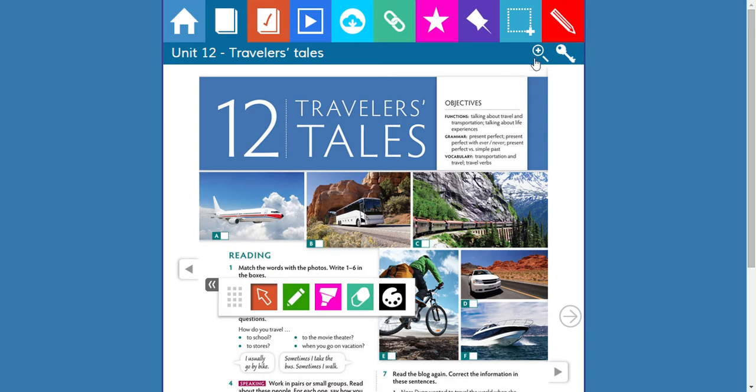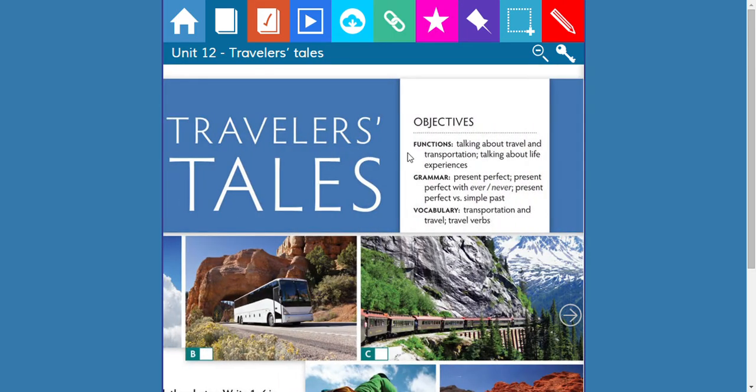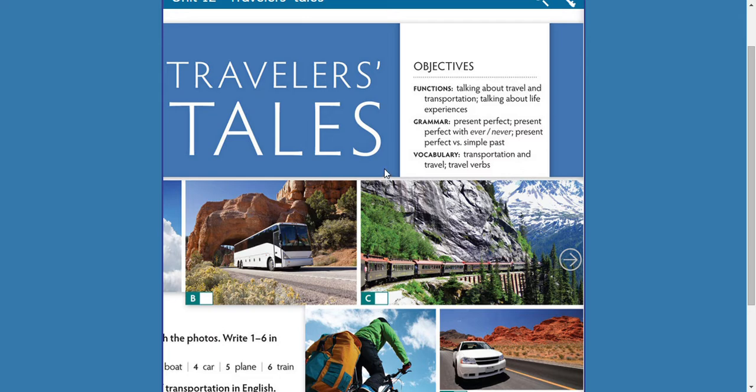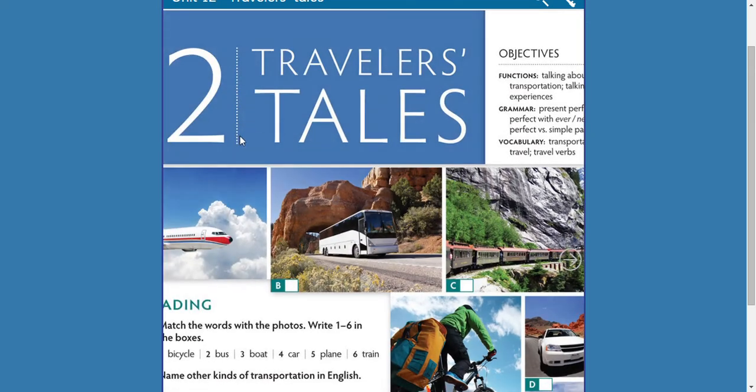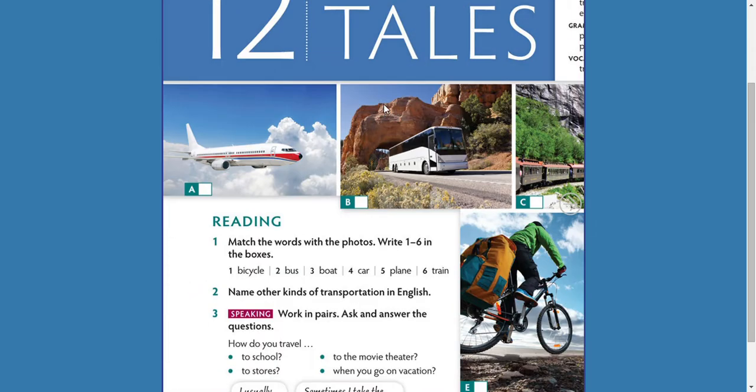Now, our objective. In this unit, we have the following functions: talking about travel and transportation, talking about life and experiences. Grammar: present perfect with ever, never, present perfect versus simple past. Vocabulary: transportation and travel verbs. Okay, so the main idea for this unit is present perfect. I am going to give you some tips for this tense, okay?